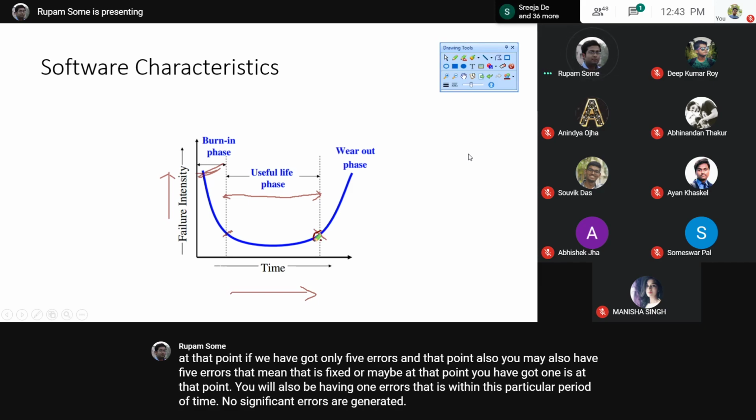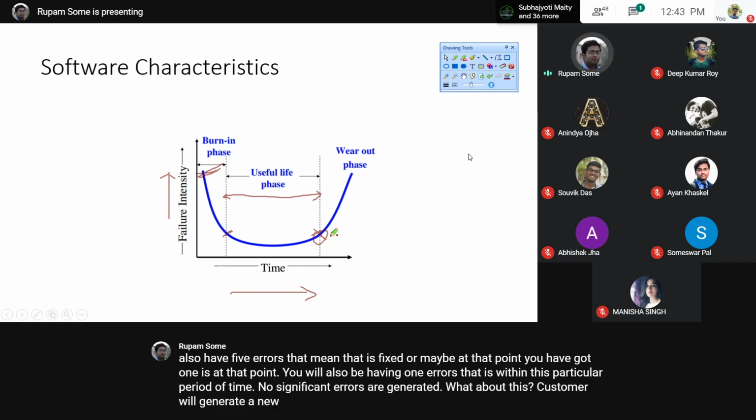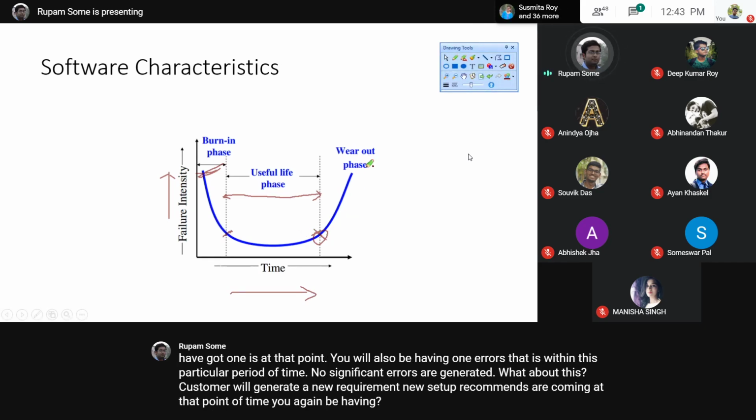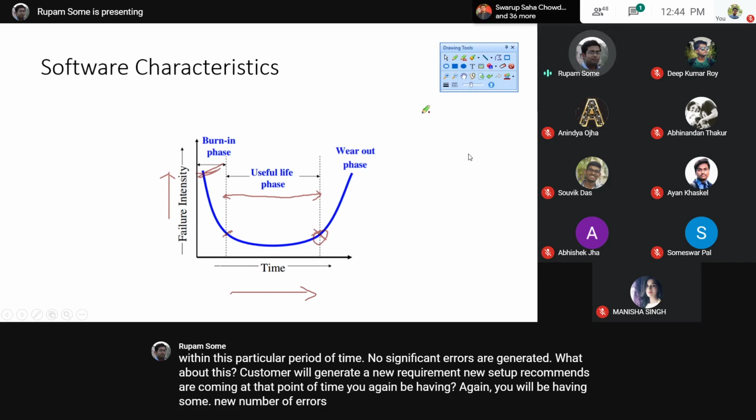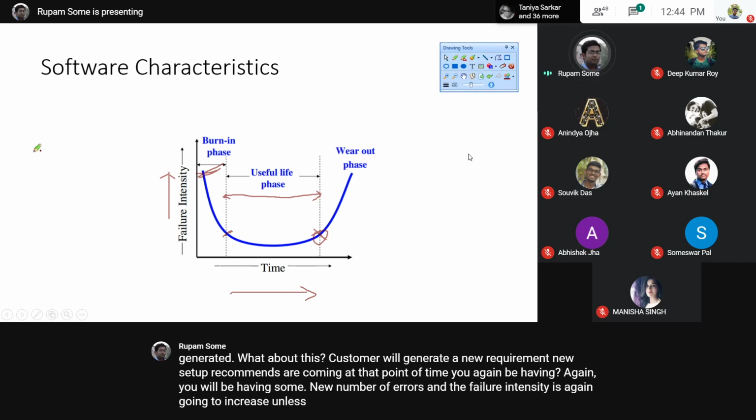But after this, the customer will generate a new requirement, a new set of requirements are coming. At that point of time, you will again be having some newer number of errors, and the failure intensity is again going to increase unless you fix them up, unless you go for a newer version, unless you fix the new requirements.